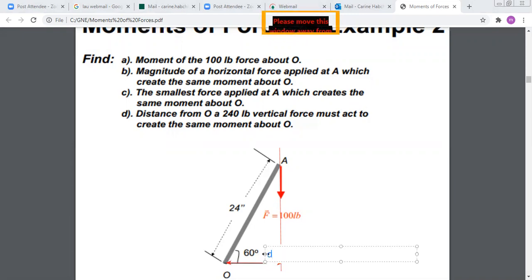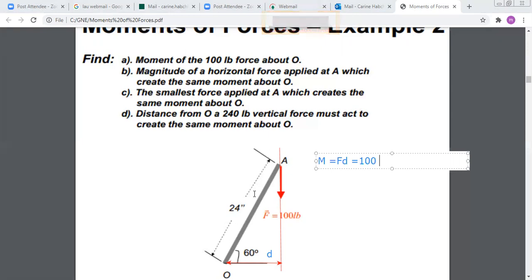We can say now that the magnitude of the moment is F times D. And what is D? D is this distance. How do you calculate this distance here? You have 24, and this angle is 60. So D is 24 cosine 60, okay? You found the magnitude of your moment.